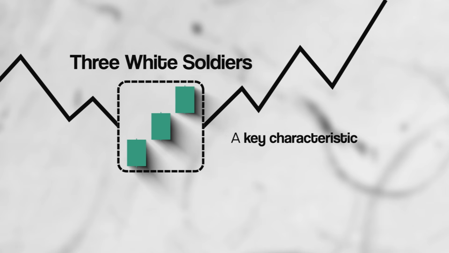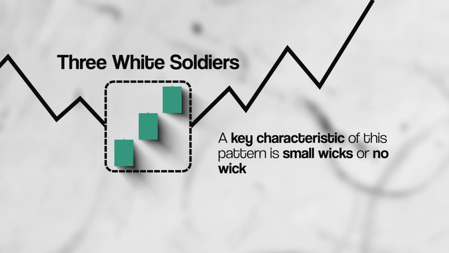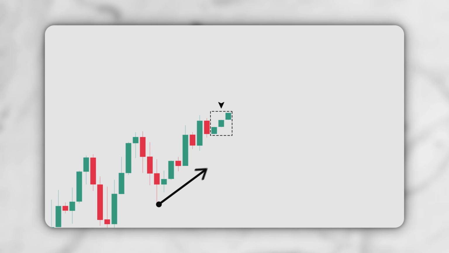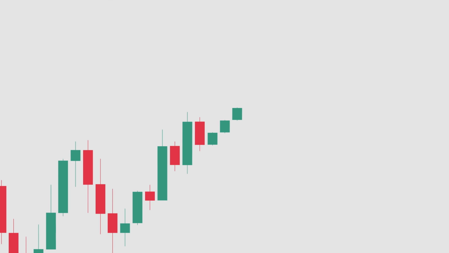A key characteristic of this pattern is small wicks or no wicks at all, which shows strong and consistent buying pressure. On the chart, we can see this pattern forming within an uptrend. When trading this setup, we don't need to wait for additional confirmation.